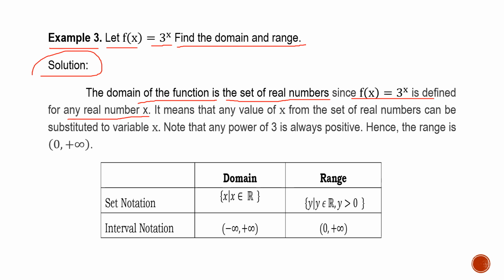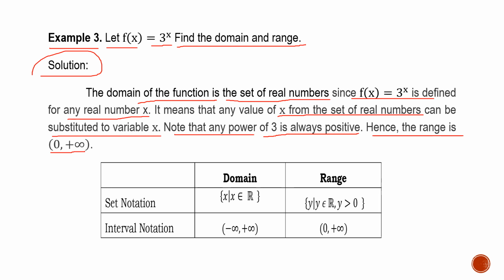So the values of your domain, or your independent variables, I mean, will start from negative infinity to positive infinity. It means that any value of x from the set of real numbers can be substituted for variable x. Yes, it is, no? Note that any power of 3 is always positive. Hence, the range is 0 to positive infinity. Why is that? The values of your range are supposed to fall in between 0 and positive infinity.